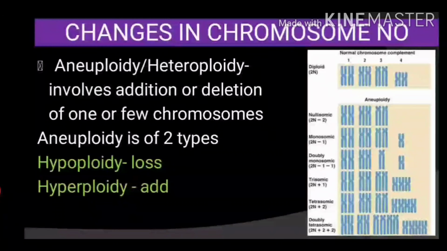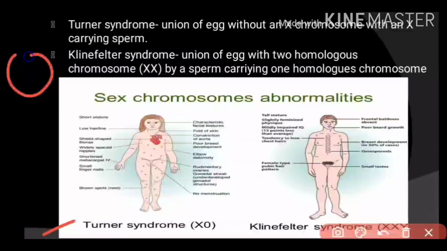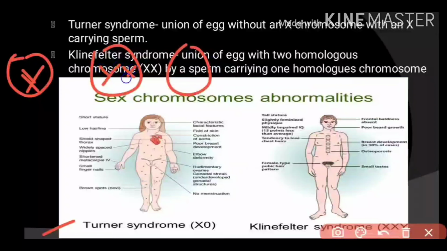Now move on to the abnormalities. Here you can see these are the sex chromosomal abnormalities, Turner syndrome and Klinefelter syndrome. To learn these, just think of the situation where there is a normal egg containing an X chromosome and two abnormal eggs, one containing both the sex chromosomes, and one devoid of that chromosome.